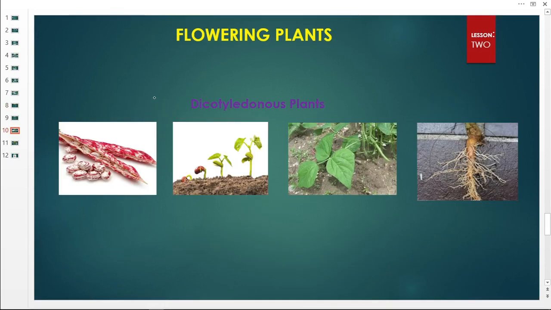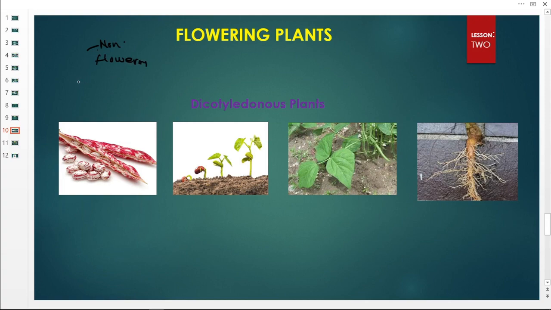So welcome back from that word game. Let us move on. We are looking at flowering plants. Previously we looked at plants, we classified them, and we said that these plants are classified into two big groups, the non-flowering and the flowering class.